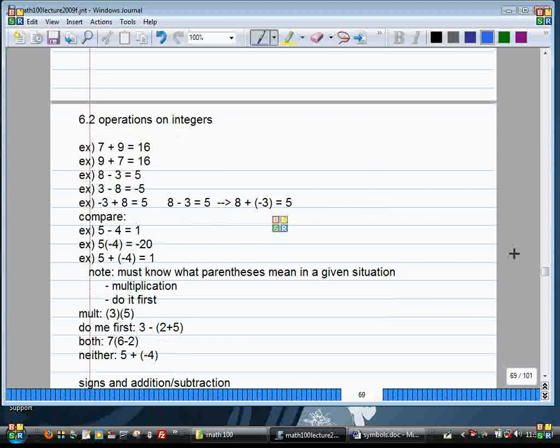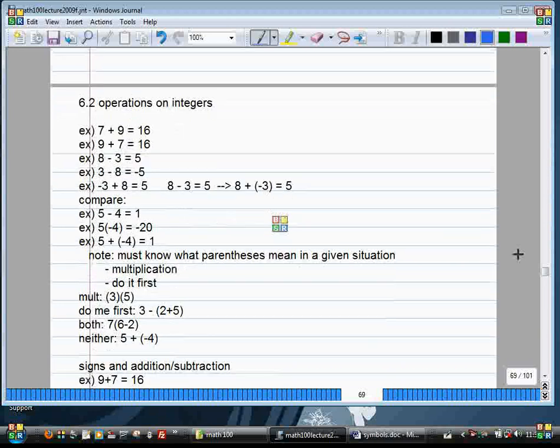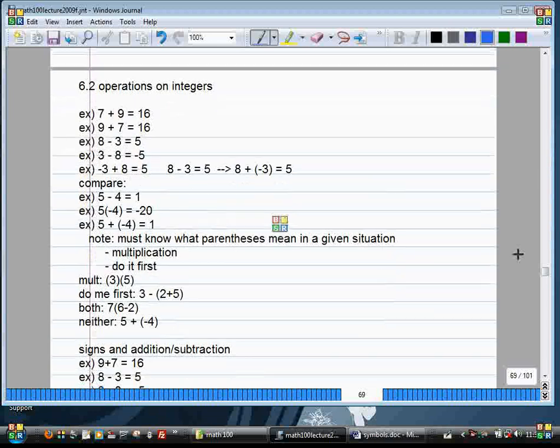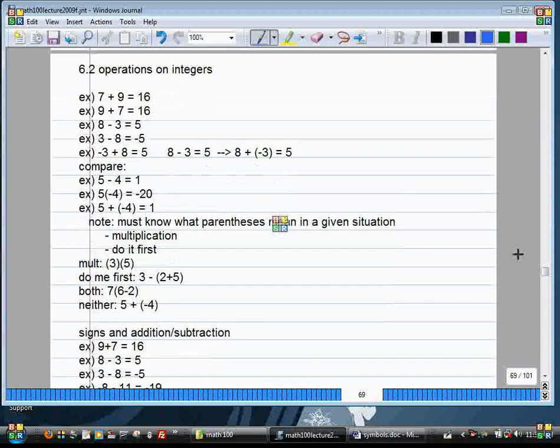So I want to go back and talk about signs combined with addition and subtraction. Well, first combine with addition and subtraction. So 9 plus 7, like we said, 16, that's easy. 8 minus 3 is 5. 3 minus 8, negative 5.